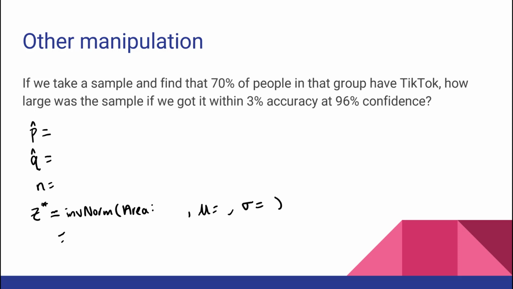So here, we're not making a confidence interval anymore. What we're looking for is how large the sample was. So we're clearly solving for our sample size.